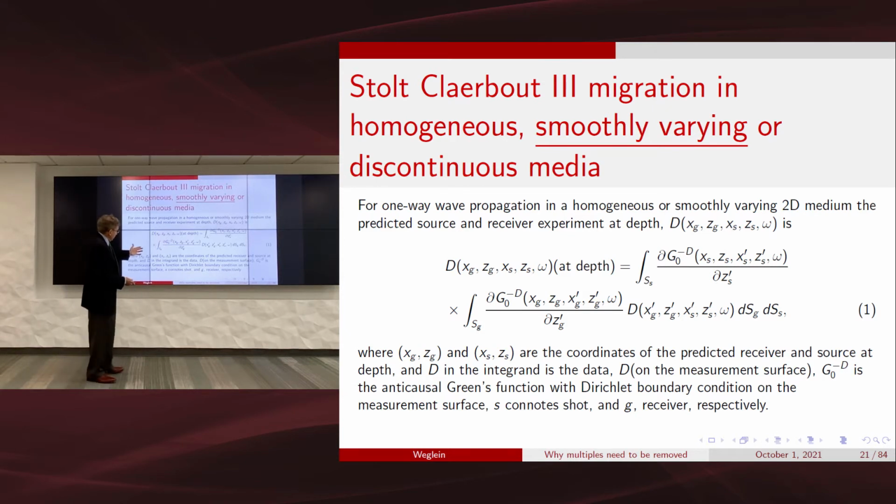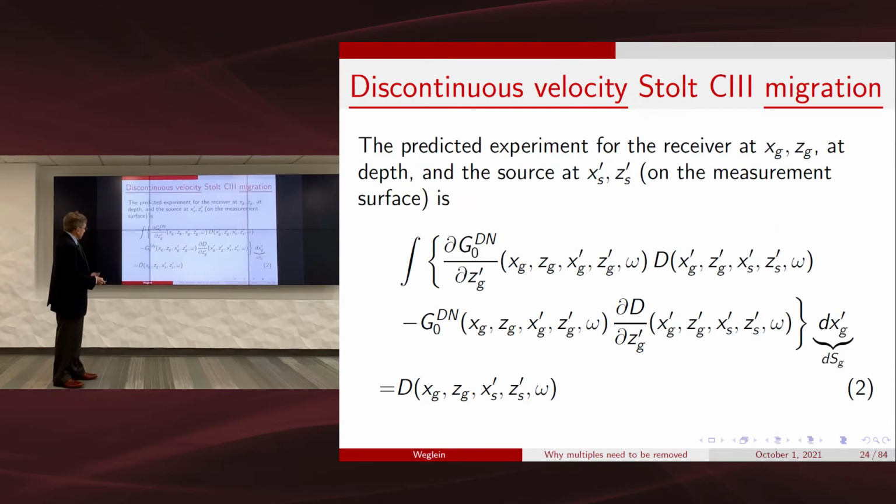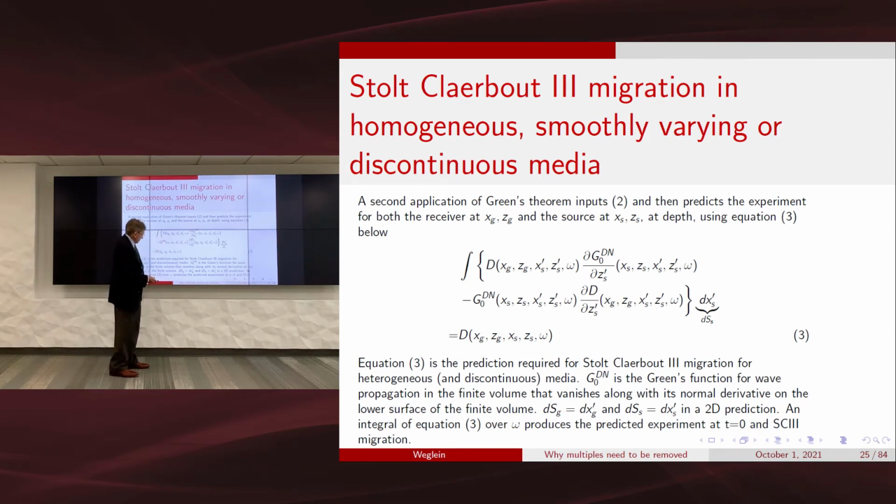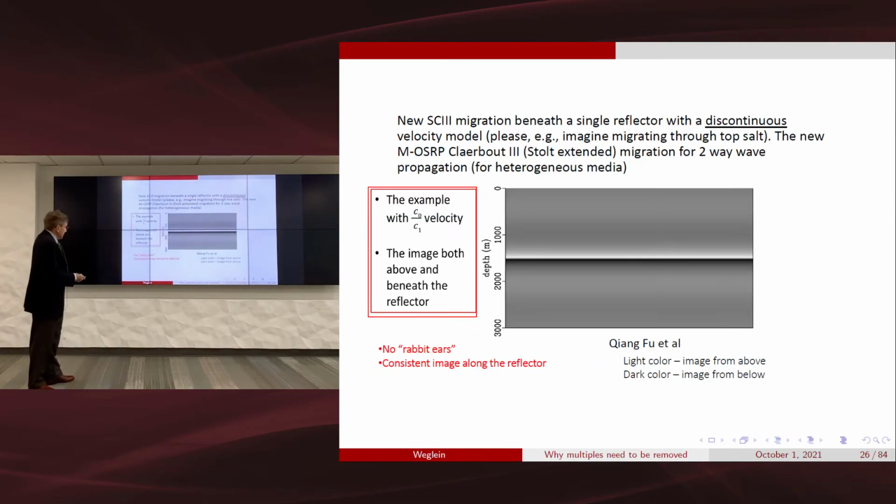So that's a two-step procedure. First you bring the receivers down with the source on top, predicting the receiver at depth with the source on top. Then you take that experiment and apply Green's theorem again with a Green's function that satisfies the smooth or discontinuous velocity model with Dirichlet and Neumann conditions both beneath where you're trying to image. That's the G0DN, and we refer you to the literature on this. So this is with the source and receiver at depth, where the inside data has the receivers down, but not yet the sources. And then you integrate over source. Okay, so this is important.